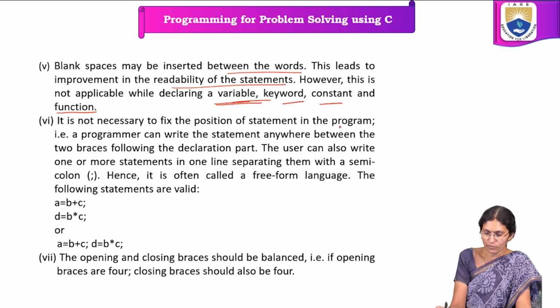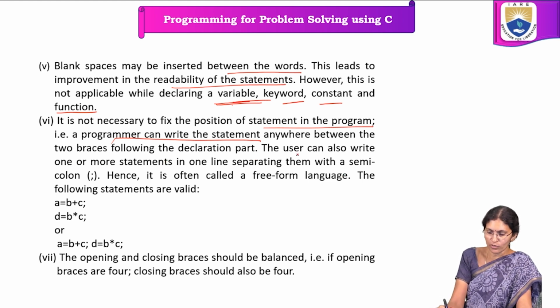It is not necessary to fix the position of the statement in the program. The programmer can write the statement anywhere between 2 braces following the declaration part. The user can also write one or more statements in one line, separating them with a semicolon. Here is an example: you can write this in 2 lines, or you can combine the 2 lines and write it in a single line. Both are correct, but these 2 statements have to be separated by a semicolon.